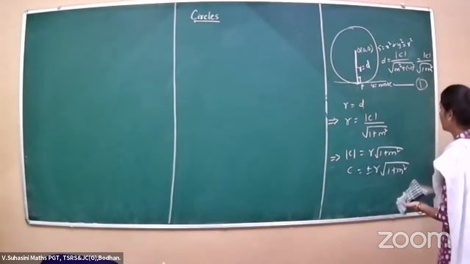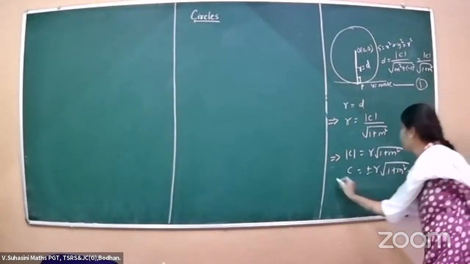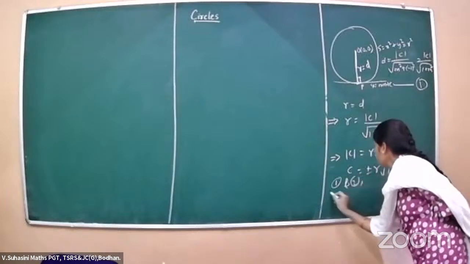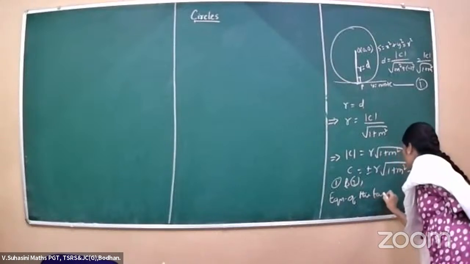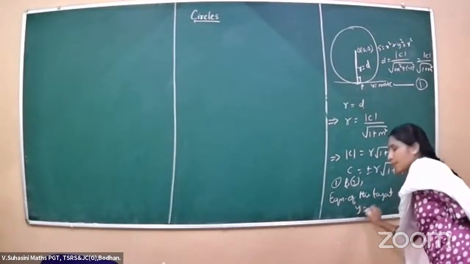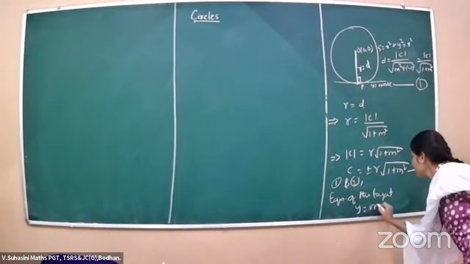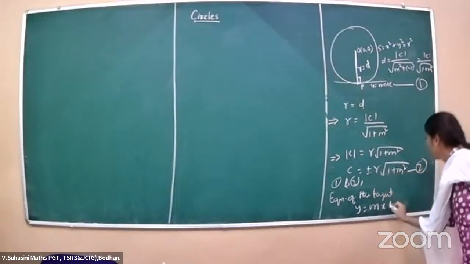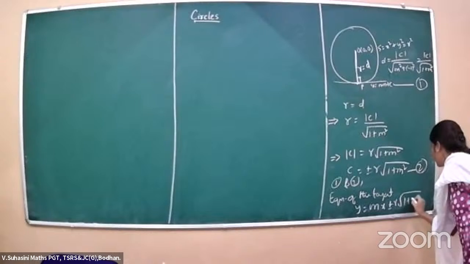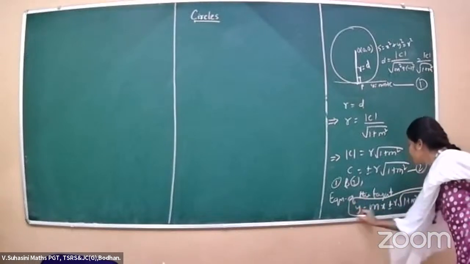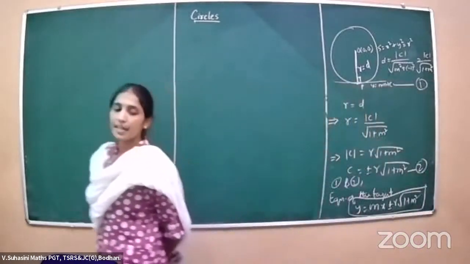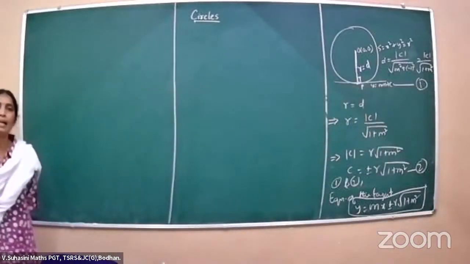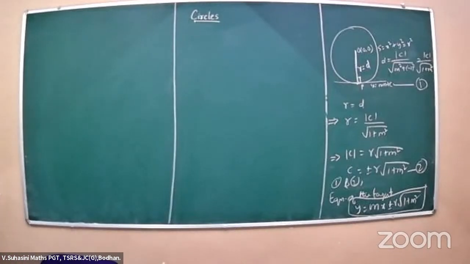Substituting this c value in equation 1, from 1 and 2, we get the equation of the tangent. What is the equation of the tangent? y is equal to mx plus c, where c will be plus or minus r under root of 1 plus m square. This equation of the tangent enables us to write the equation of the tangent when the radius of the circle is known and the slope of the tangent is known.